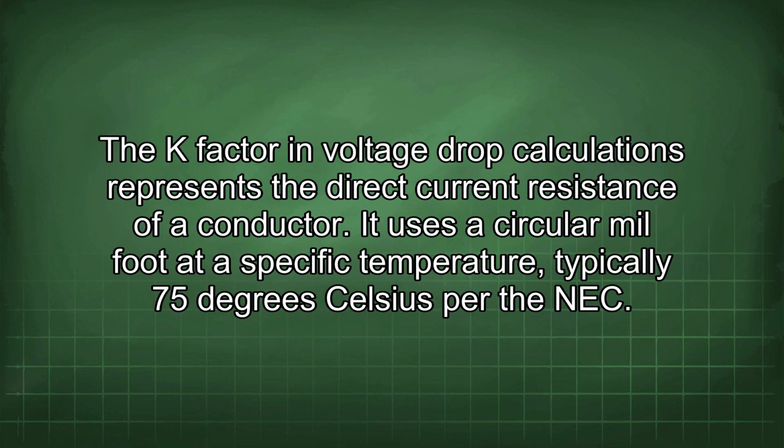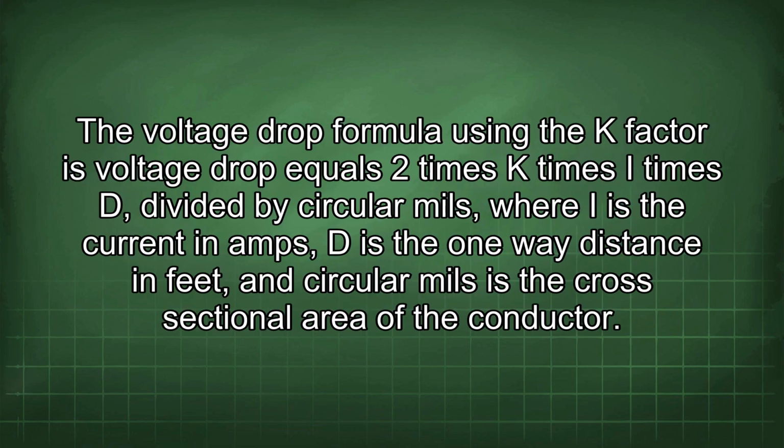The K factor in voltage drop calculations represents the direct current resistance of a conductor. It uses a circular millifoot at a specific temperature, typically 75 degrees Celsius per the NEC. The voltage drop formula using the K factor is voltage drop equals 2 times K times I times D divided by circular mils, where I is the current in amps, D is the one-way distance in feet, and circular mils is the cross-sectional area of the conductor.